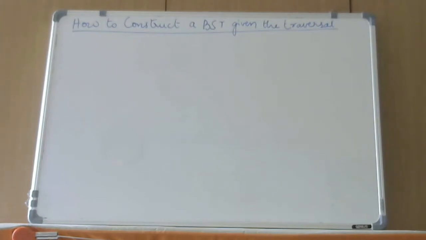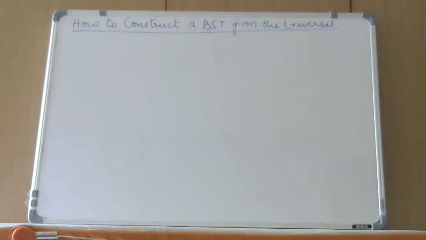Hello students. So today's session we are going to see how to construct a binary search tree given the traversal. Last session we had seen how we can search for a node, and we also saw how we can delete a particular node from the binary search tree, and we saw a couple of cases like a node with a single child, a node with no child at all, or a node with two child nodes. How we can do that we have seen, right?